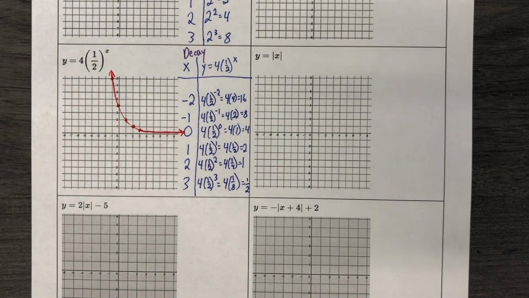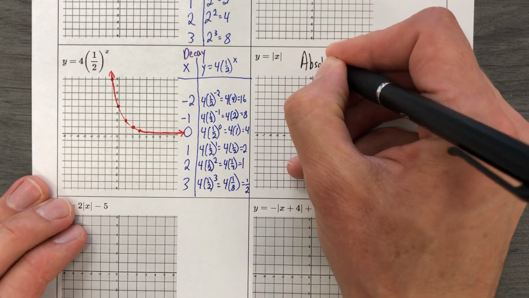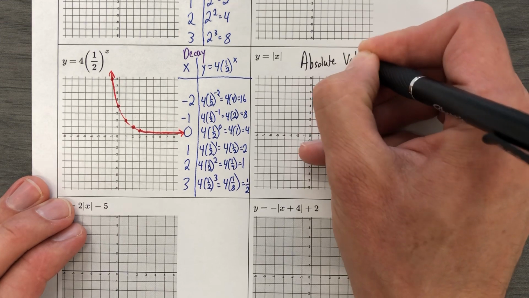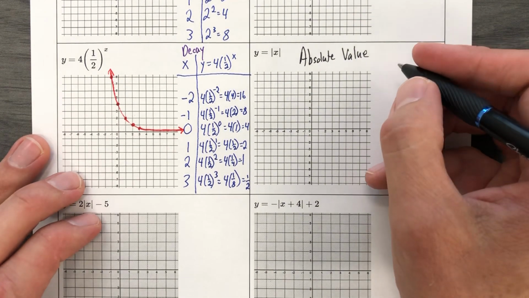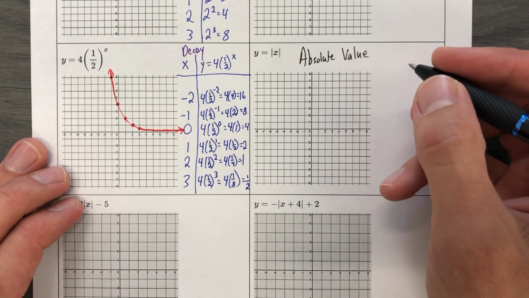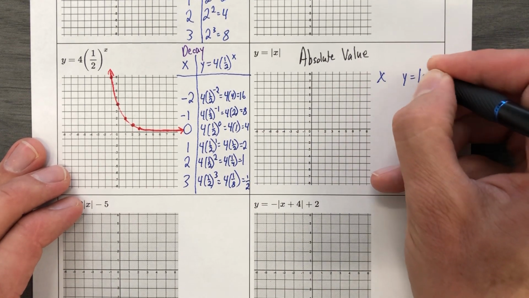The last family of functions we're going to discuss is this little guy right here. This is the absolute value. Absolute value family of functions. Let's pick a few numbers around the origin. And I could have gone with a smaller graph on this one. So x and then y equals the absolute value of x.